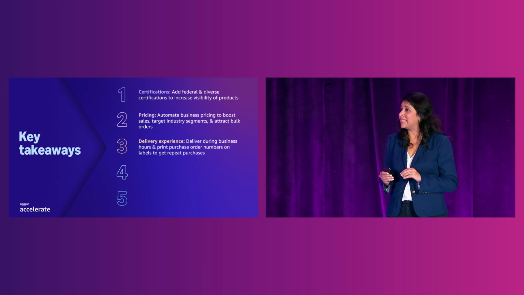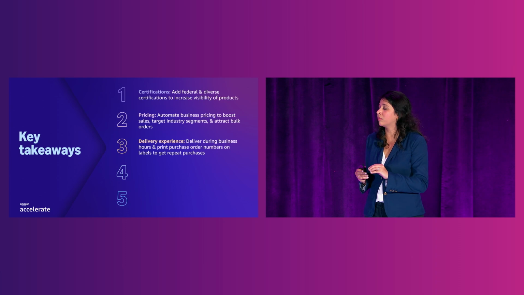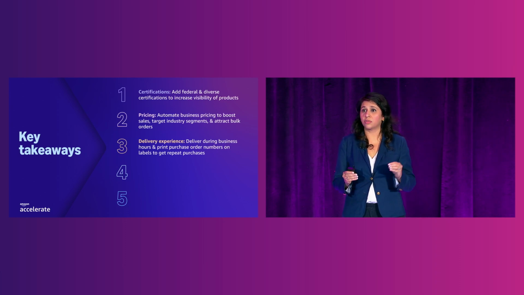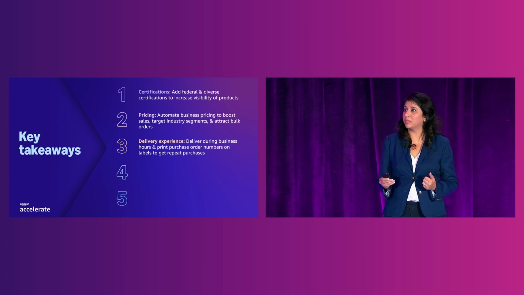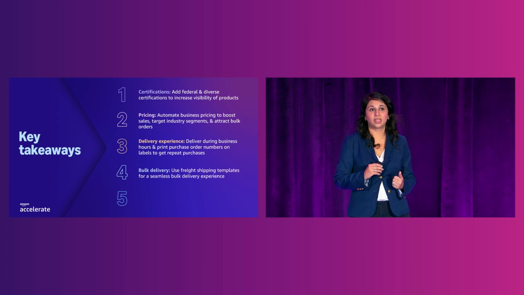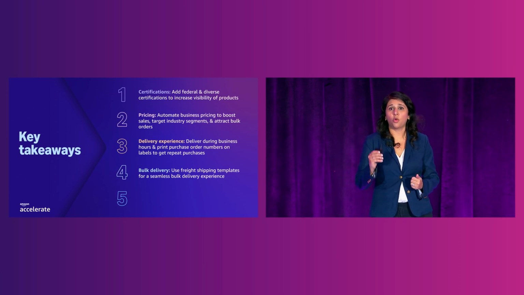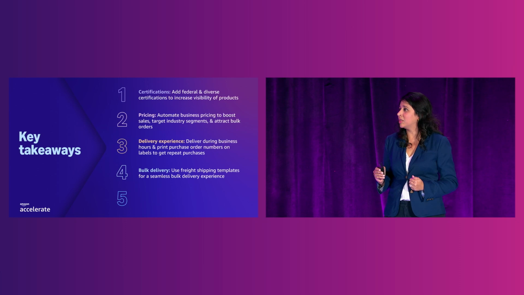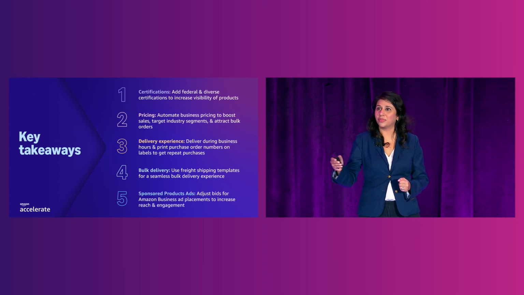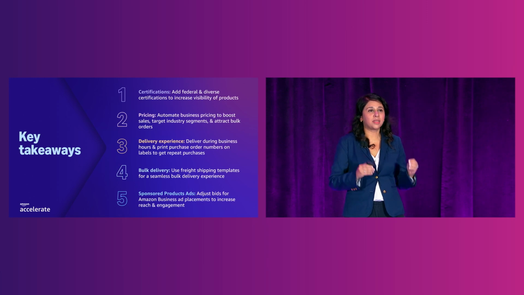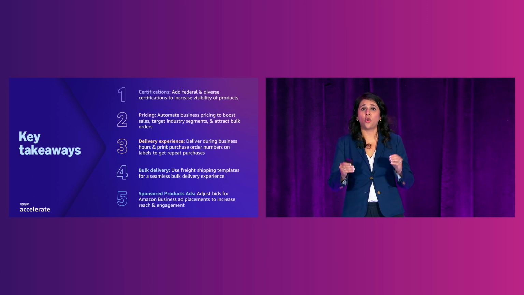You can deliver during business hours and print PO numbers on labels for repeat purchases from these customers. You can use Buy Shipping, or be also welcome to discuss with us on API solutions we can build for you. Use freight shipping templates for a seamless bulk delivery experience where you can directly call your customer to arrange a date and time for delivery. And now, for the first time, use bids specifically for Amazon Business customers for 2 to 3 times higher return on ad spend.